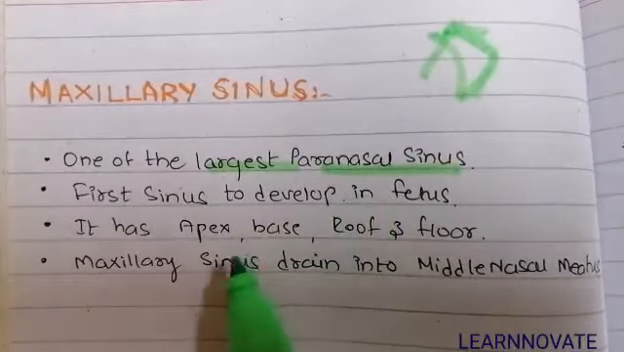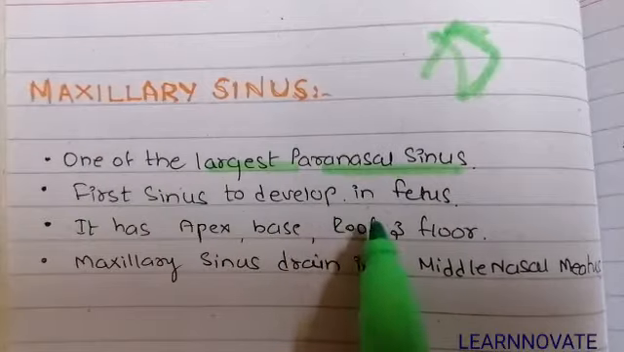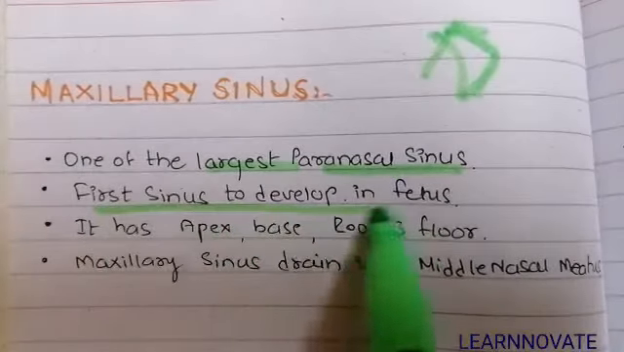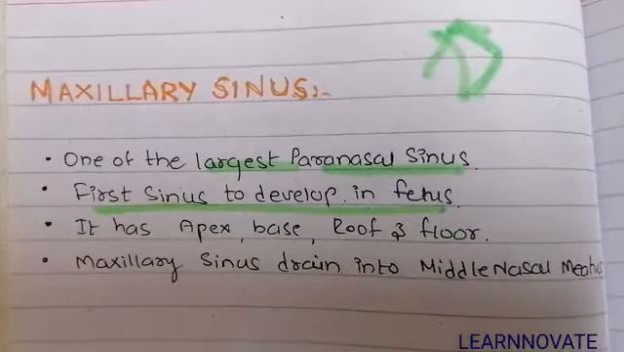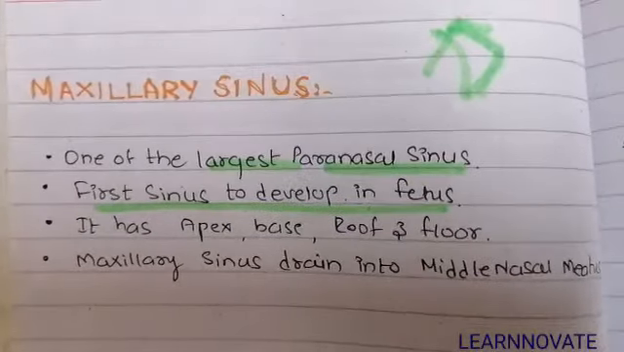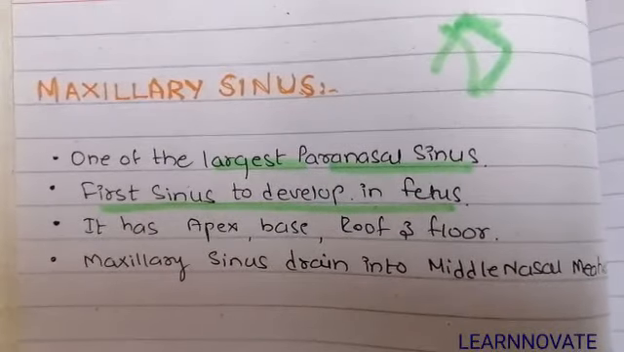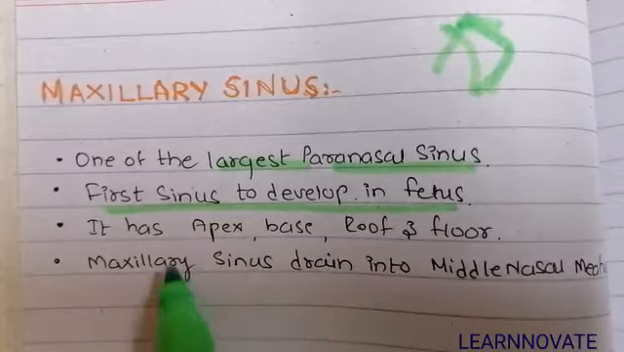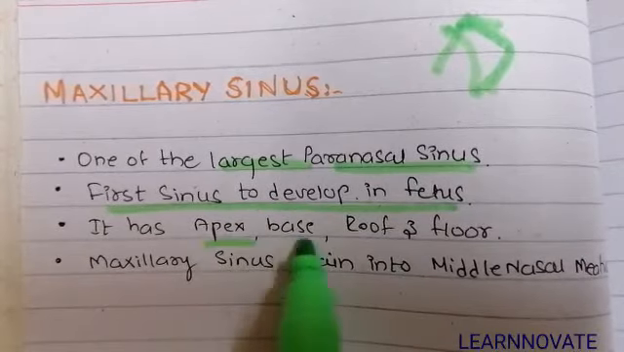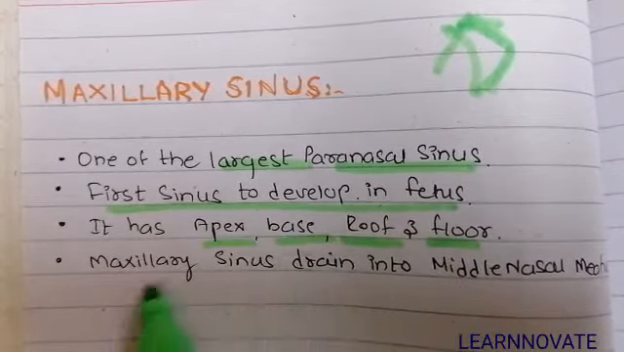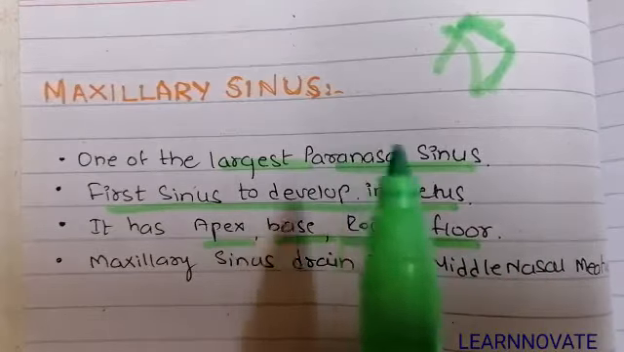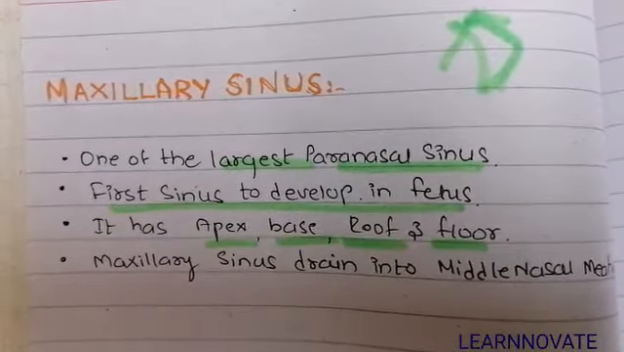that is present in the cranial cavity. The first sinus to develop in the fetus is the maxillary sinus. You have to remember this point. Then we have discussed the ethmoidal sinus develops in the second year of age, and the frontal sinus develops in the 7th year of age. It has four parts: the apex, the body, the roof, and the floor. These four parts of the maxillary sinus are arranged in the bone of the maxilla.